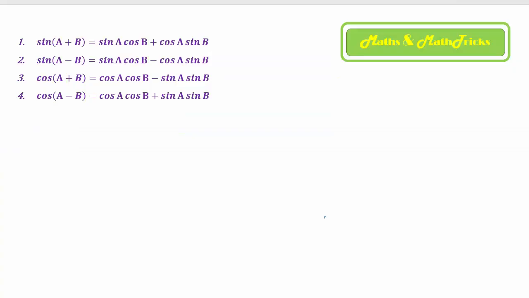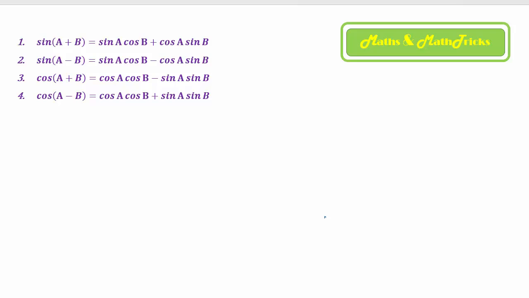But before that, let me recall these compound angle formulae you must already know, and I have already made a video for this. If you do not know them, please check that video before. That is a video on compound angle formulae for trigonometry. Now we are discussing transformation formulae, which are actually derived from these only.